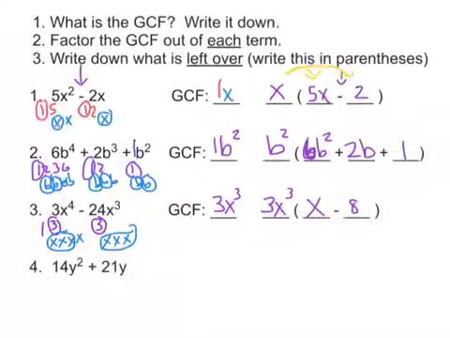All right, why don't you go ahead and try number 4. I'll write down the answer in a few seconds and you can see how you did on that one, and we'll of course practice more in class. Okay, hopefully you arrived at the answer 7y as our GCF, and in parentheses you should have 2y plus 3. Again, you can always check this by using distributive property. 7y times 2y is 14y squared, and 7y times 3 is 21y.